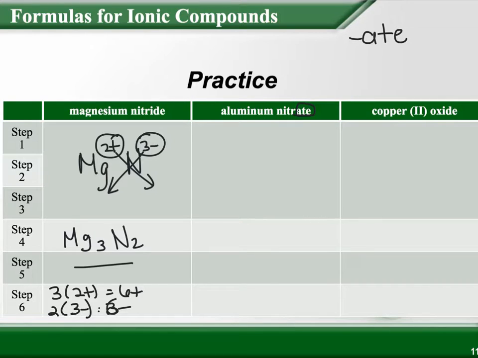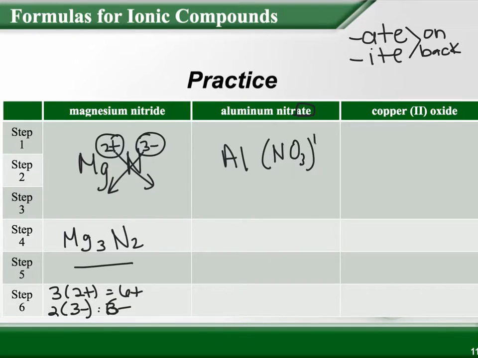Names ending in ATE or ITE are on the back of your periodic table. If you'd like to write that on the front of your periodic table, you may do that so that you have a gentle reminder that anytime you see ATE or ITE, you're going to look on the back. So we have aluminum and nitrate, and we look on the back of our periodic table for nitrate, and we see that it is NO3 with a 1 minus charge, so I'll put that on there. Aluminum has a 3 plus charge.